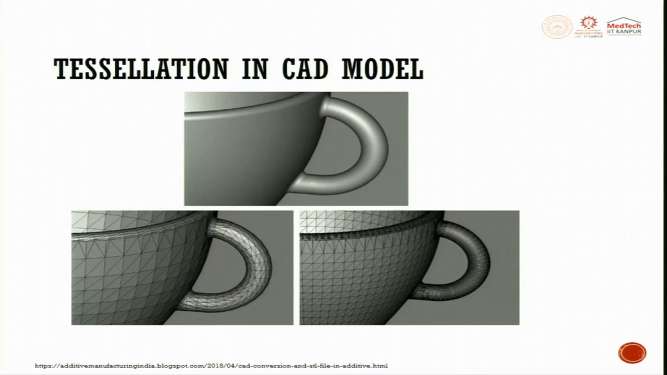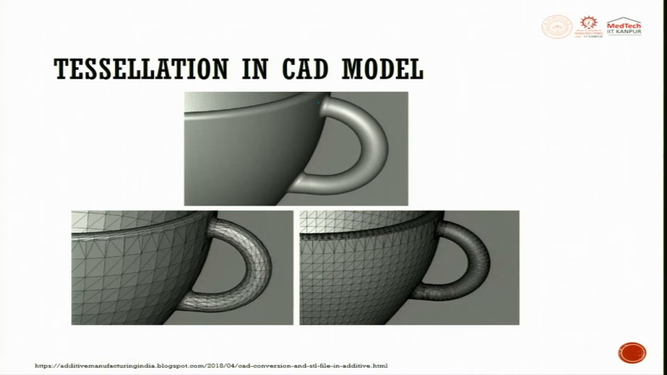The steps involved, as I was telling you, the second step is tessellation. So tessellation in CAD. This is a cup which is drawn in CAD, but after that you want to convert this information into an adaptive machine control file or adaptive machining process file. So there you convert this CAD model into tessellations. When I talk about tessellations, I convert this information into triangles. When the triangle size is large, the surface roughness is very high. When the triangles are small, you will have a smoother surface as compared to this.